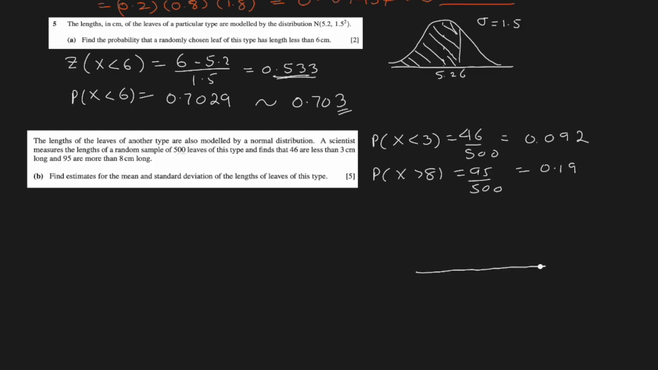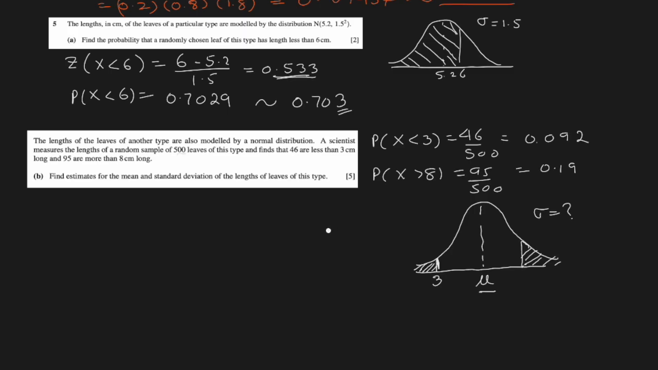So let's try to visualize them also. We don't know the mean. Let's call it mu. But we know that if it is less than 3, probability is 9.2%. We know that less than mean is 50%. That means 9.2 is very, very small. It is somewhere here. So a 3 centimeter long leaf will be here, and we know this is the area below this. Now they're saying more than 8 centimeters is 0.19, 19%. So it will be a little bigger, but here. And these two situations will help us to find mu and standard deviation.